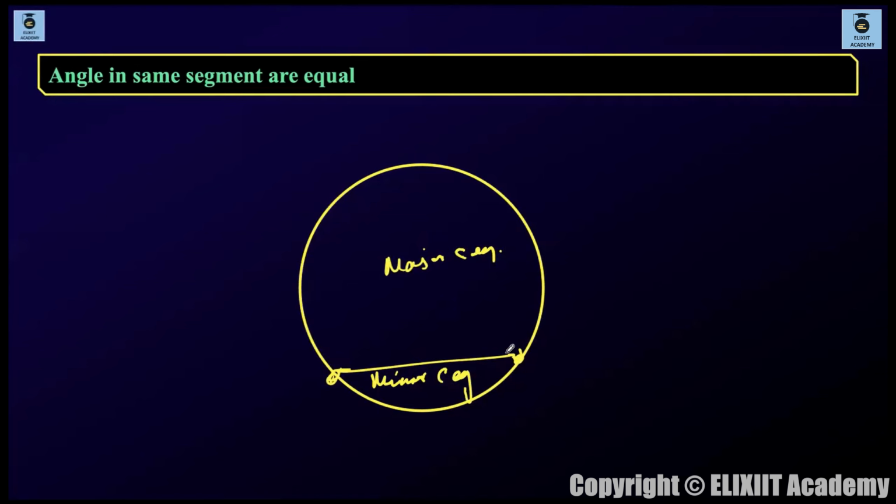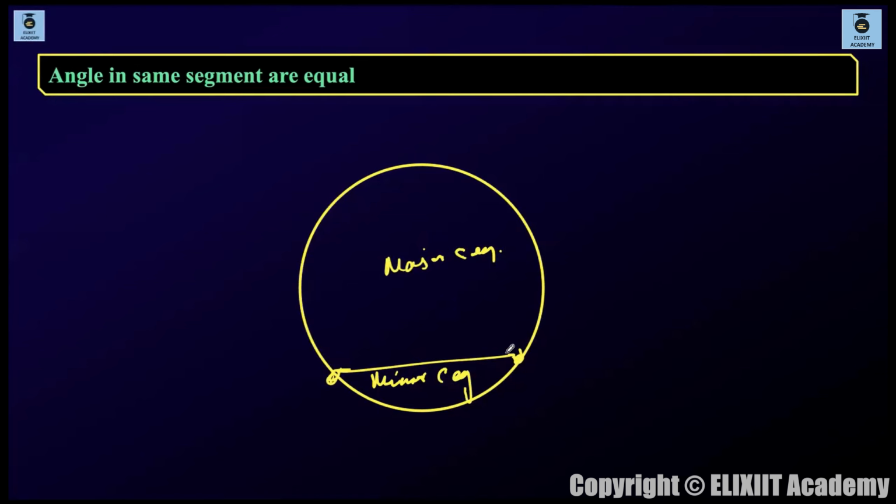Now coming back to the property: angles in the same segment are equal. You take an angle in any of the segments. Let's say I take one angle over here, this is theta. Take one more diagram of this type, and here also this will be theta. Any segment, you take one angle over here also, this will be theta.